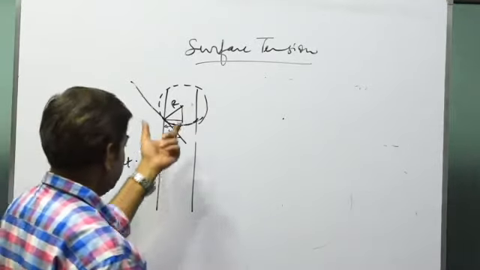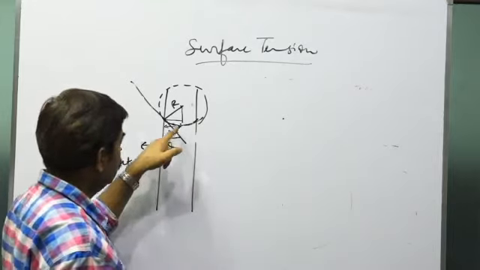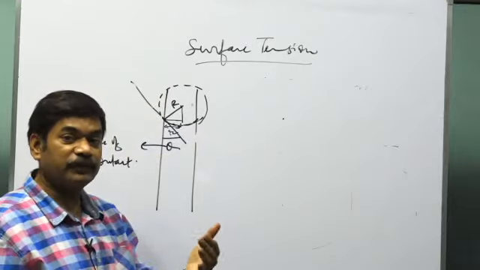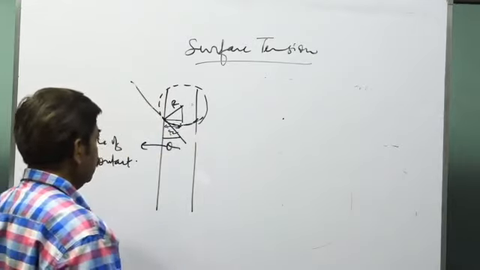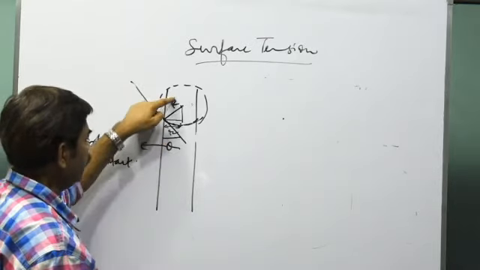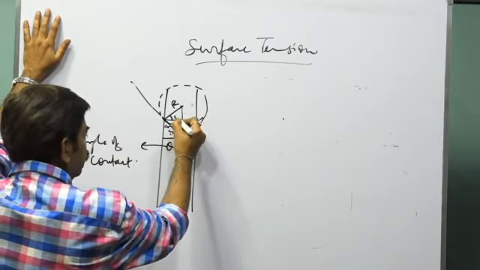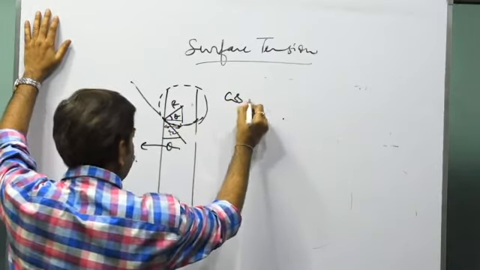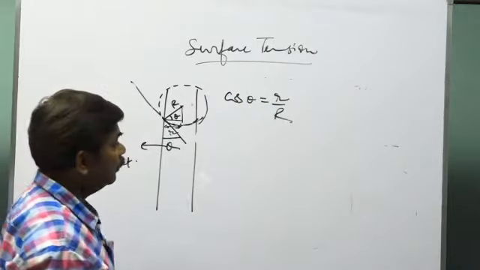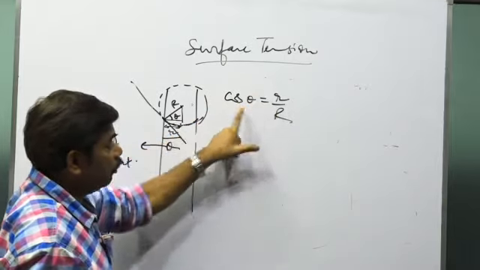Here also, in the capillary of very narrow radius, small r, the radius of the meniscus is what? Capital R. That is the radius of the liquid surface. So first of all, I tell you the relation between this theta, capital R, and small r. If this is theta, this is 90 minus theta, so this is theta. So cos theta is equal to small r by capital R. This is the relation between the radius of the capillary and the radius of the meniscus.